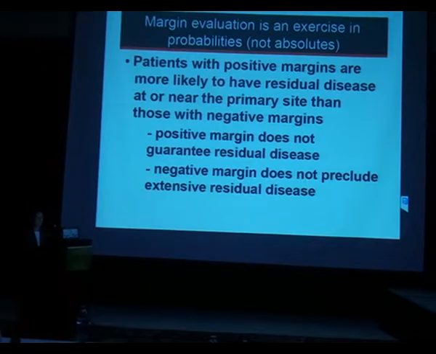Patients with positive margins are more likely to have residual disease at or near the primary site than those patients who have negative margins. So when we are talking about positive or negative margin and presence of tumor at the margin, the main concern that we have is, what is the chance of having residual disease in the patient? The positive margin does not necessarily mean that the patient has a residual disease. Negative margin similarly does not preclude extensive residual disease. So we really have to make a clinical judgment.